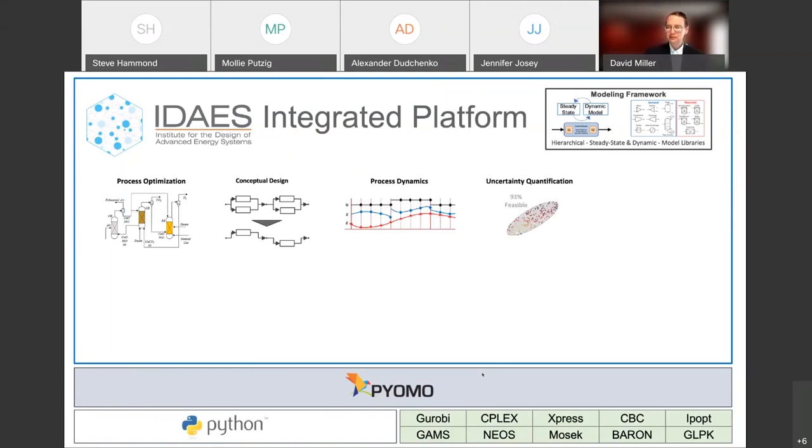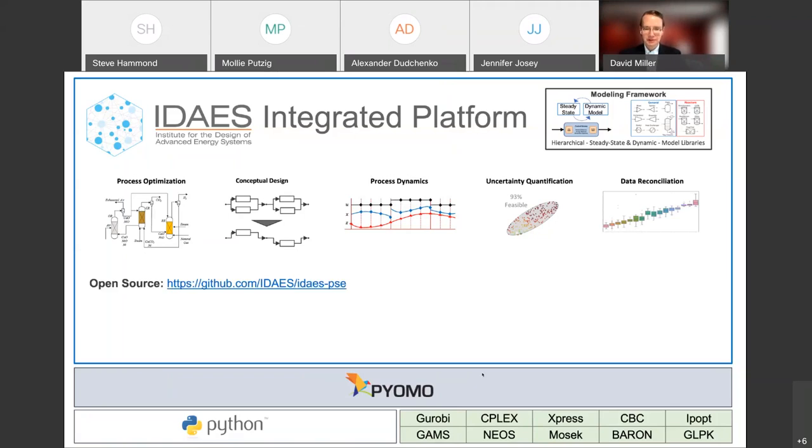It includes capabilities for uncertainty quantification. So thinking about things such as robust design and making sure that the process is going to operate under a wide variety of different conditions. And it enables data reconciliation to validate the models and to be able to take the models and use them to understand the way a specific plant is operating.